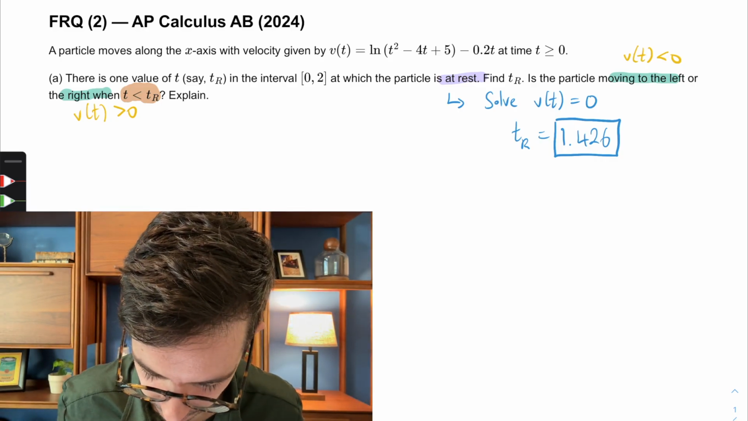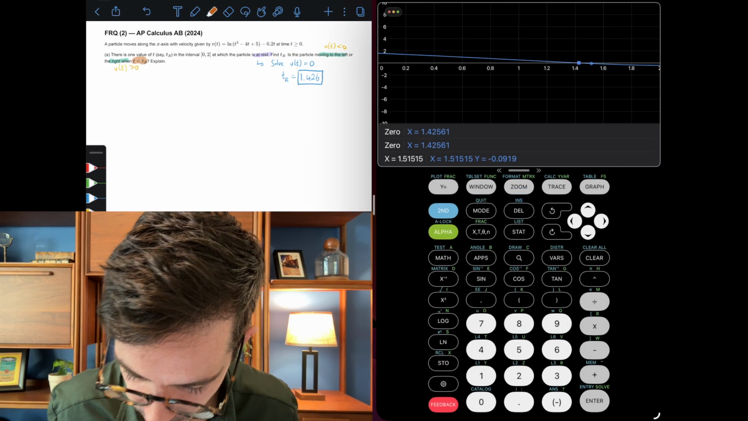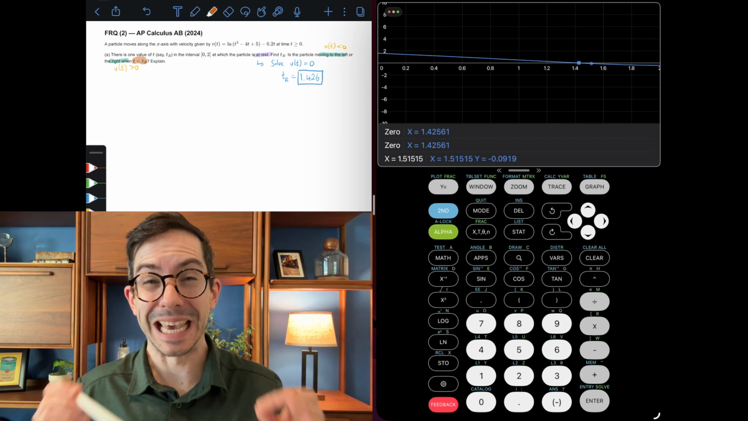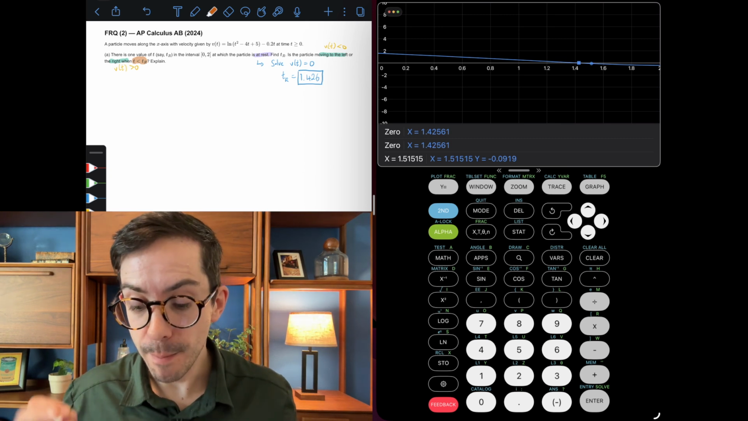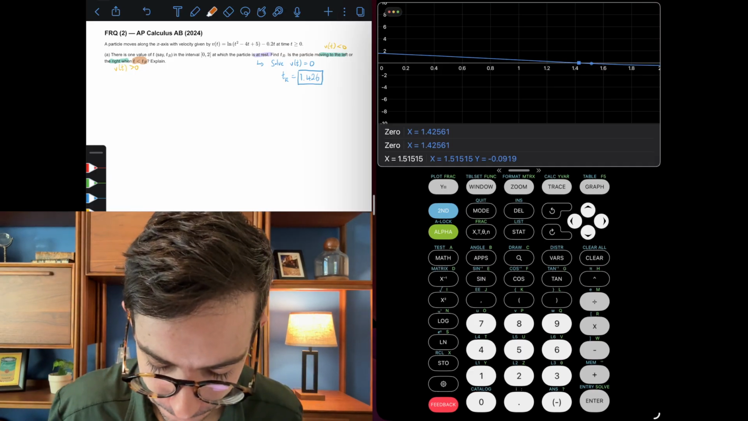if I pull up the calculator here, you can see it in more detail. Okay, when I'm to the left, when t is less than that 1.4 value, my velocity is positive. So that means I'm moving to the right.